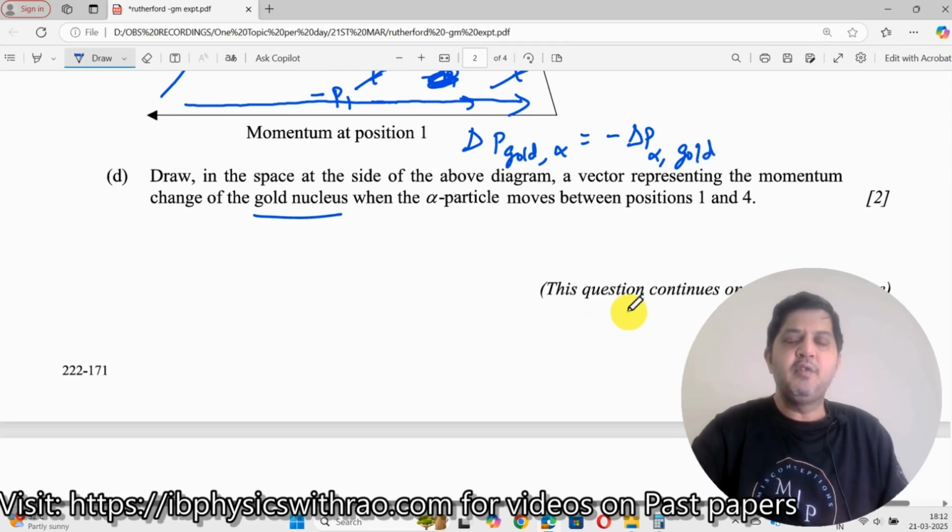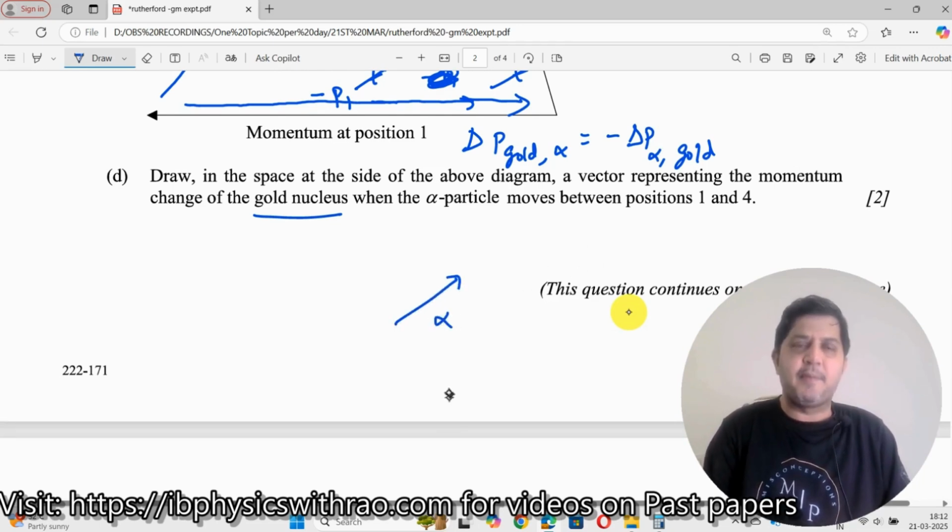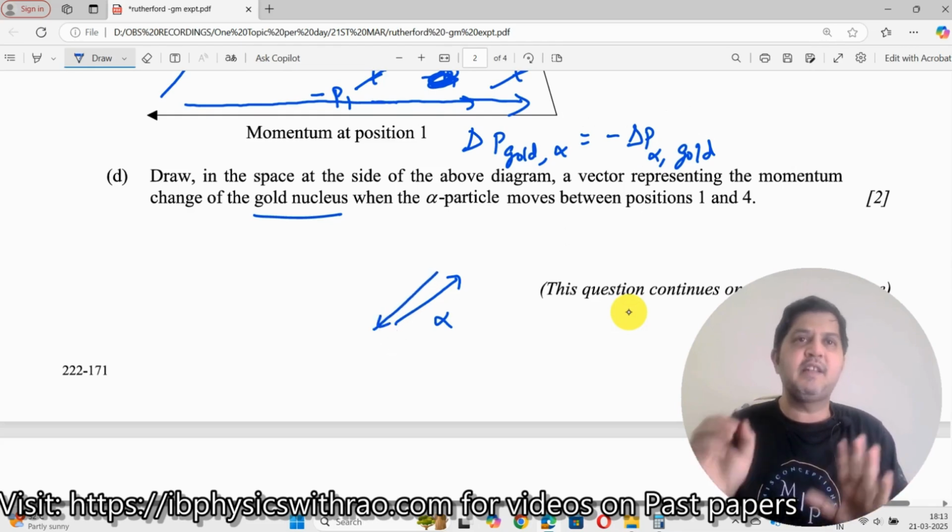Now if I draw, what does it tell you? Now P is a momentum vector. If I draw the momentum vector like this for the alpha particle, then for the gold vector, this should be like this over here. That should be equal and opposite over here, right? That's what it tells you.